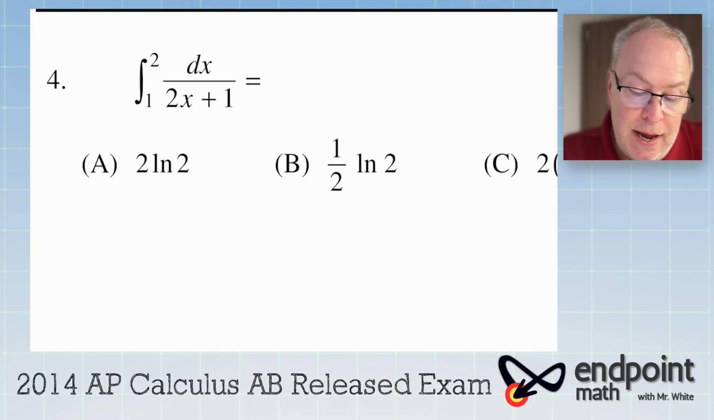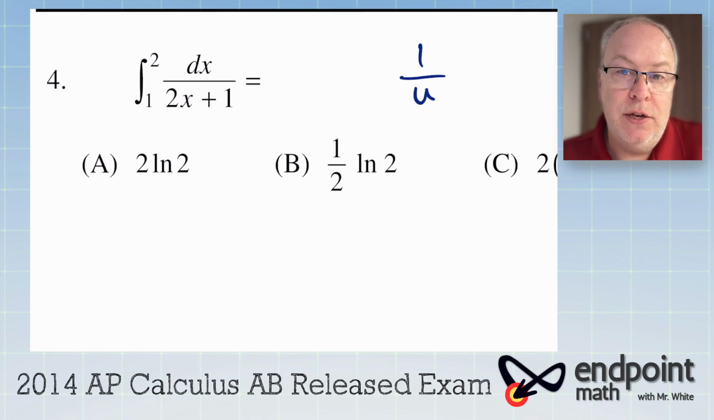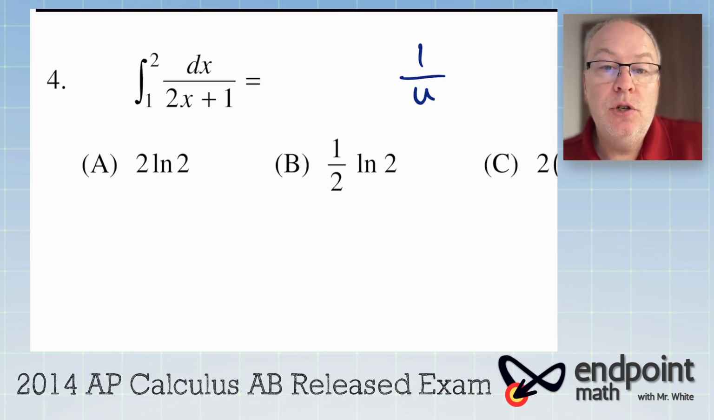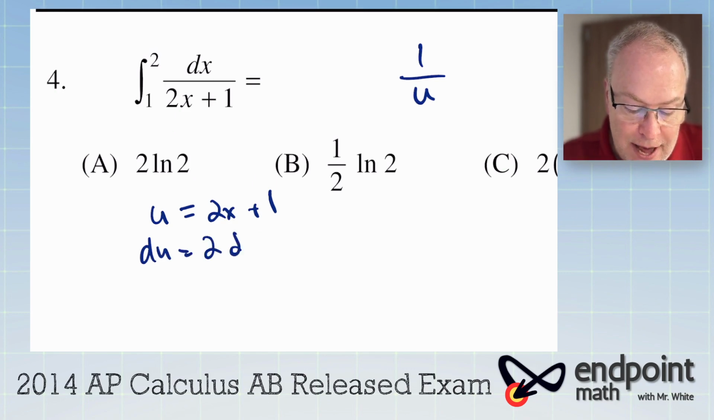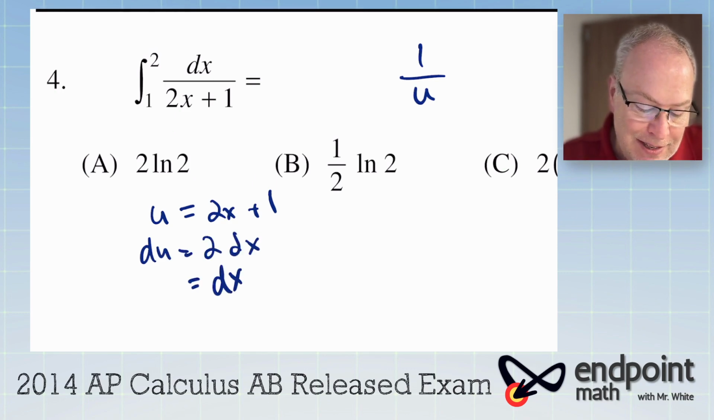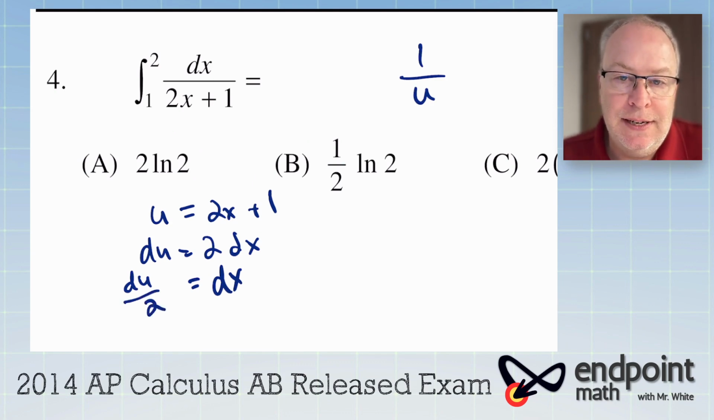And this is a 1 over u question where u is 2x plus 1. So we're going to have to do some quick u substitution. This is the way I always set it up. u equals 2x plus 1, and then I write du equals 2 dx. So therefore dx is the same thing as du over 2. Notice that 2 is in the denominator.